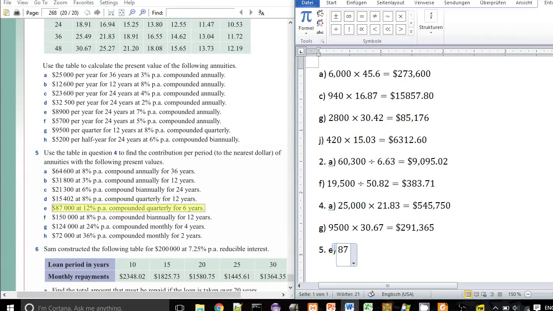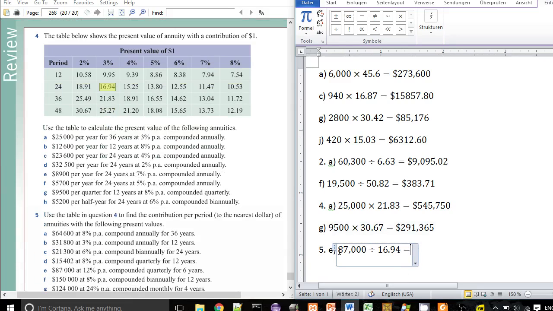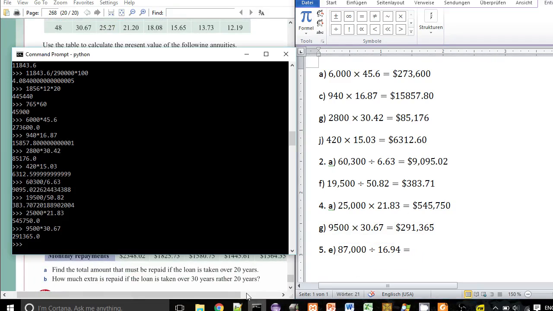So I'm going to start with 87,000. I'm going to divide it by 12%. So it's quarterly, so divide that by 4 is 3%. And it's going to be 24 periods. So 3%, 24. So this one, 16.94. And I'm dividing because I'm not finding the present value. Sorry, I know the present value, I'm finding the contribution, the annuity, how much you're putting in each period.